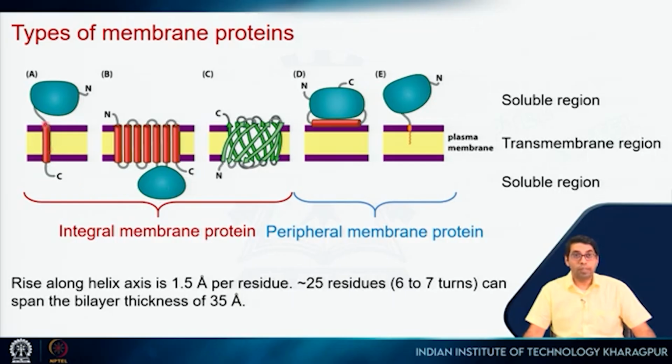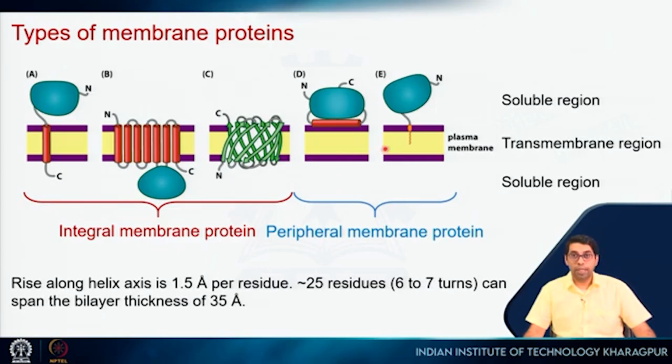Now, this transmembrane region can be a single helix, where the helix is what is anchoring the protein. The protein can be outside or it can be inside. There can be multiple helices. Again, the protein can be inside or outside. Instead of helices, we can also have an arrangement of beta strands. These three, where the secondary structure is nicely embedded in the lipid bilayer, are called integral membrane proteins.